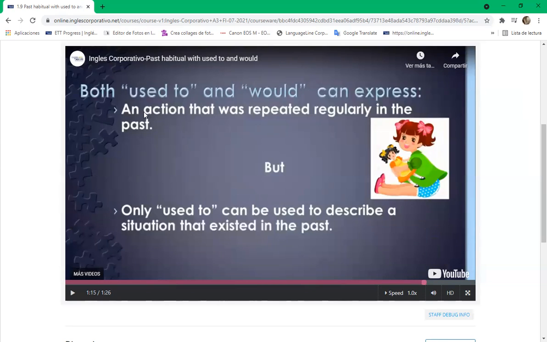Look at what it says here. Both used to and would can express an action was repeated regularly in the past. Only used to can be used to describe a situation that existed in the past. Right. It's the same. So when you're saying used to, you're describing more the situation.